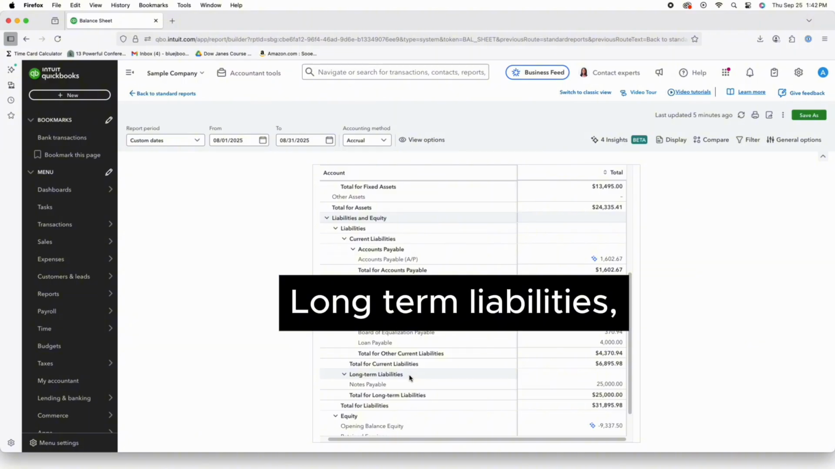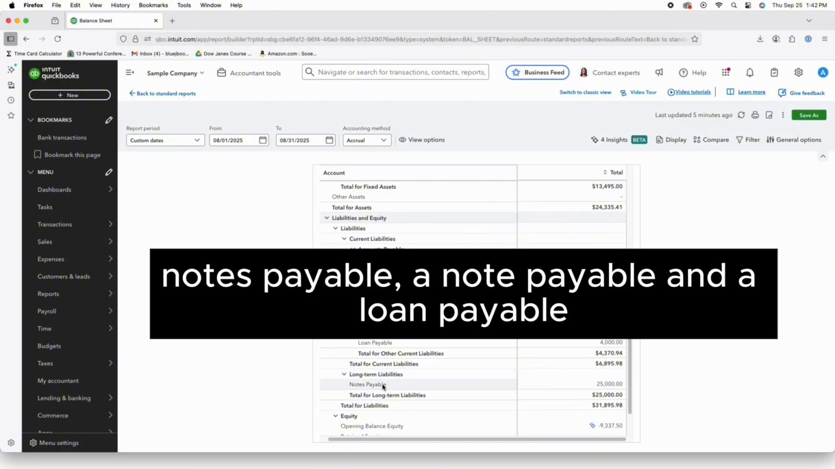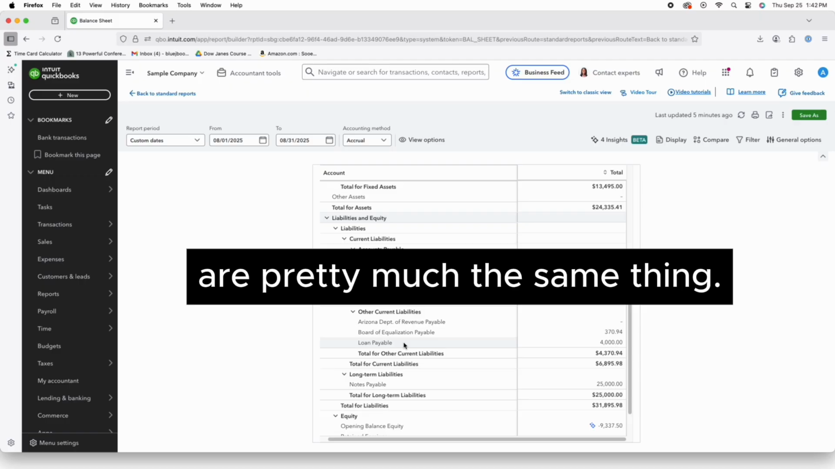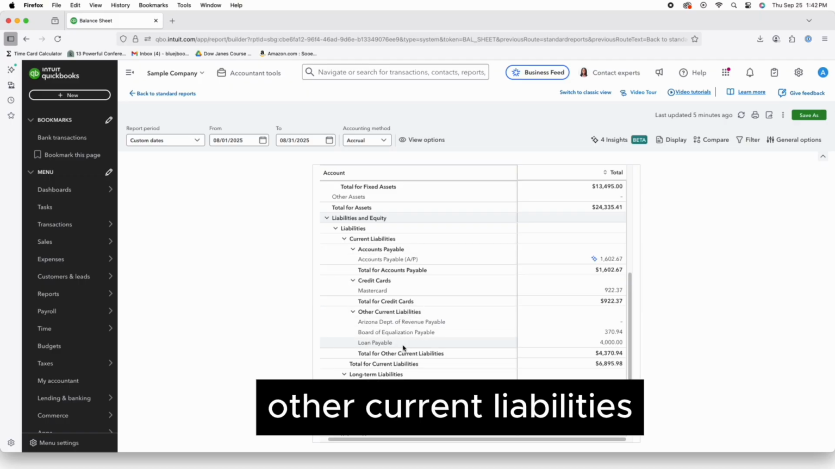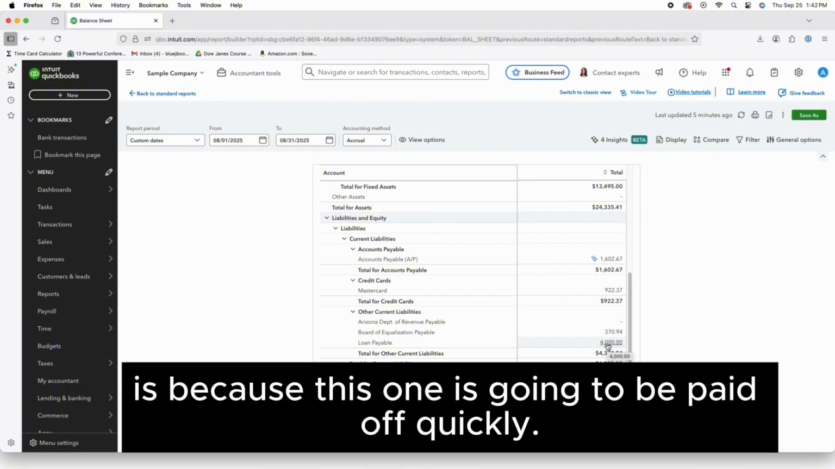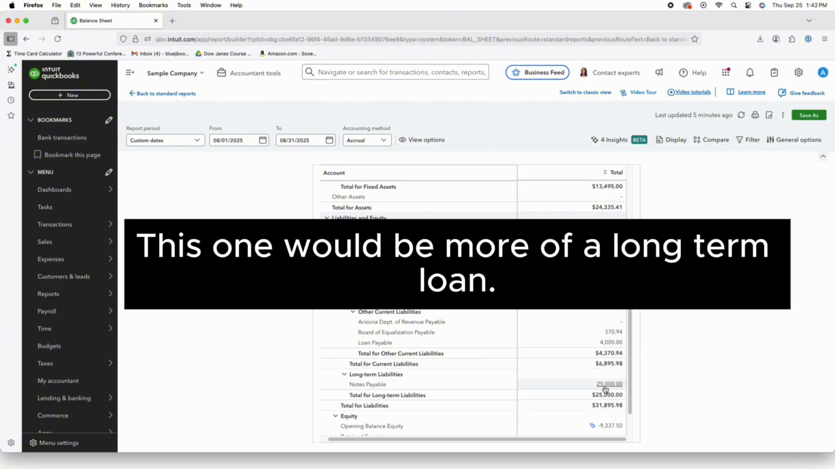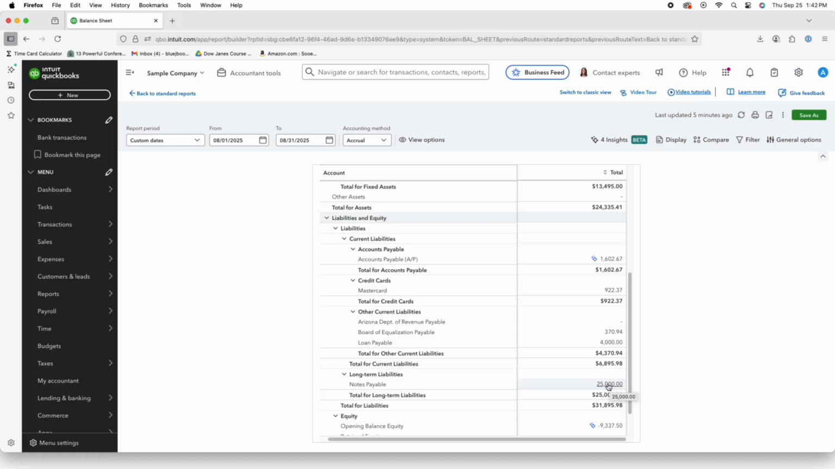Long-term liabilities. Notes payable. A note payable and a loan payable are pretty much the same thing. The reason that this one's up here in other current liabilities is because this one is going to be paid off quickly. This one would be more of a long-term loan.